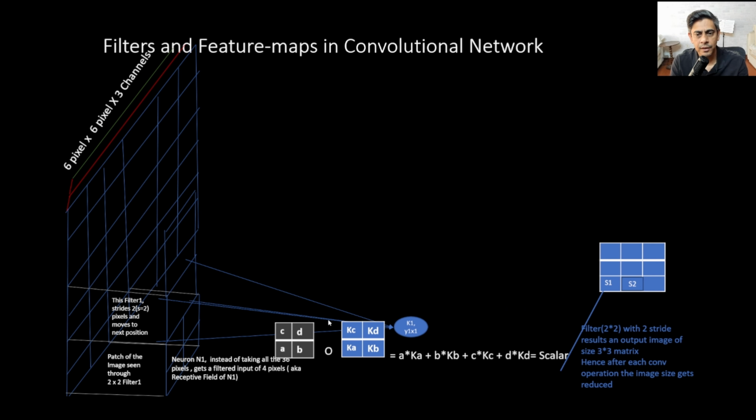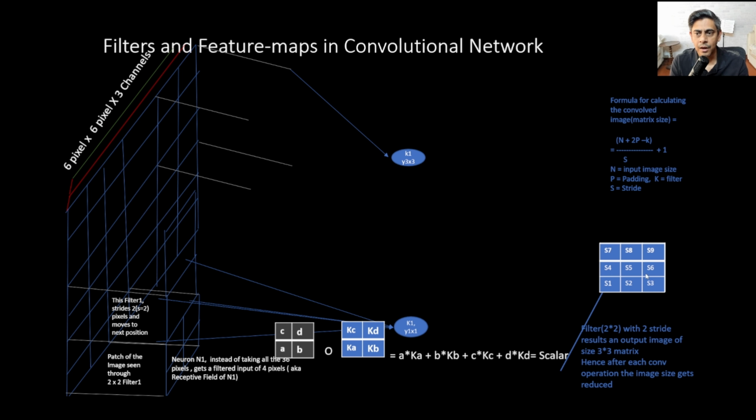Likewise, once we are able to slide through all the pixels of the image with a 2 by 2 kernel filter, we are essentially getting all the 9 scalar values. 1, 2, 3 this way, 1, 2, 3 this way, therefore we will get a 3 by 3 matrix, right? What will be the size of this? There is a formula. Again, you can consult my previous video where it has been explained how this is calculated.